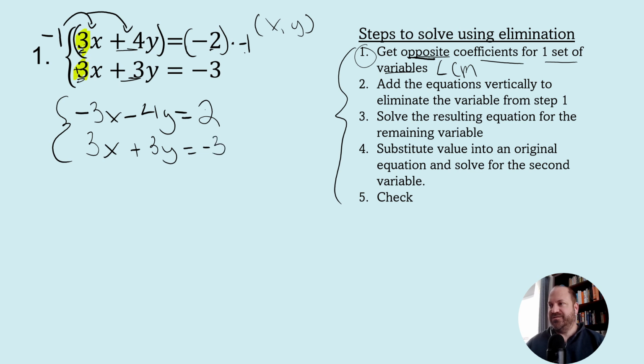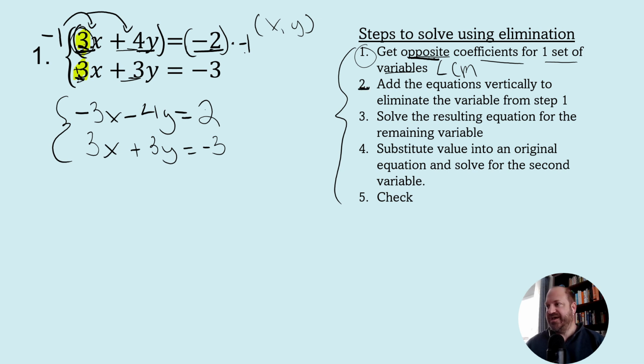So again, we wanted to get opposite coefficients. We realized that we had 3 and 3. So to get opposite coefficients, all we had to do was change the sign of one of them. I decided to change the sign of that top 3. To do that, I multiplied it by -1, and I need to multiply everything in the top equation by -1, so all the signs change.